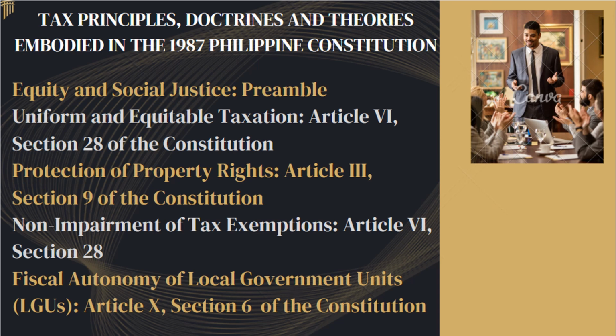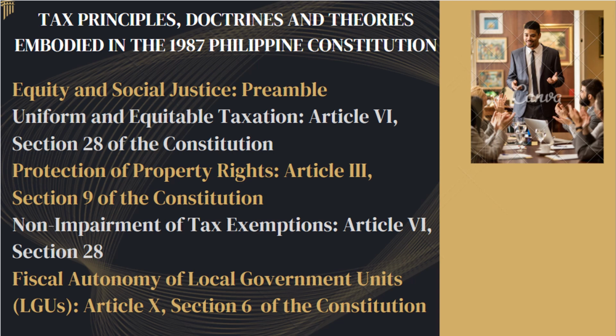Third is protection of property rights. Article 3, Section 9 of the Constitution protects the right to property. This principle aligns with the certainty doctrine in taxation, ensuring that individuals' property rights are safeguarded from arbitrary or excessive taxation. Number four, non-impairment of exemptions.